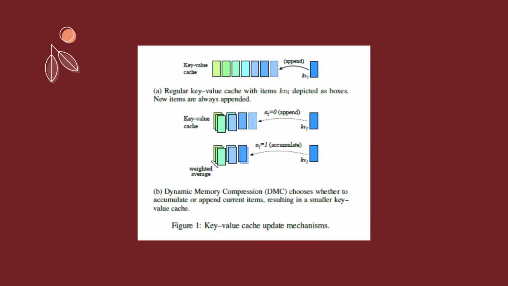So let's move ahead. Now, this is an image of a key value cache. This is the first one, but the second one says that dynamic memory compression will choose whether to accumulate or to append the current items, resulting in a smaller key value cache. It won't constantly add or constantly deduct, but it will work smartly and dynamically. That's what it says.